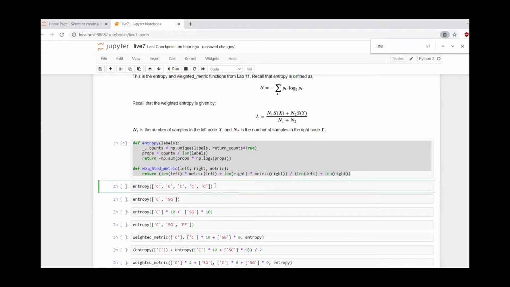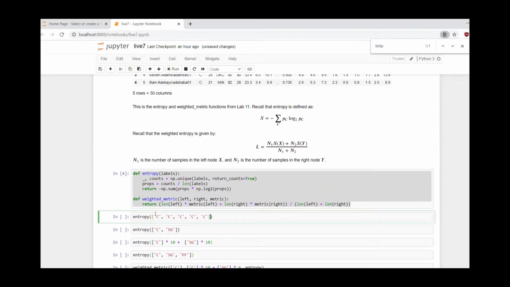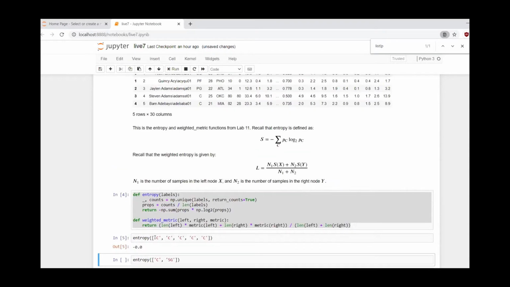What is the entropy if I just have a bunch of labels, but they're all the same? What is the output of this? 0. Yeah, so this is 0. If I just have the same label, this is just -1 log base 2 of 1. Log base 2 of 1 is 0, so this is just 0.